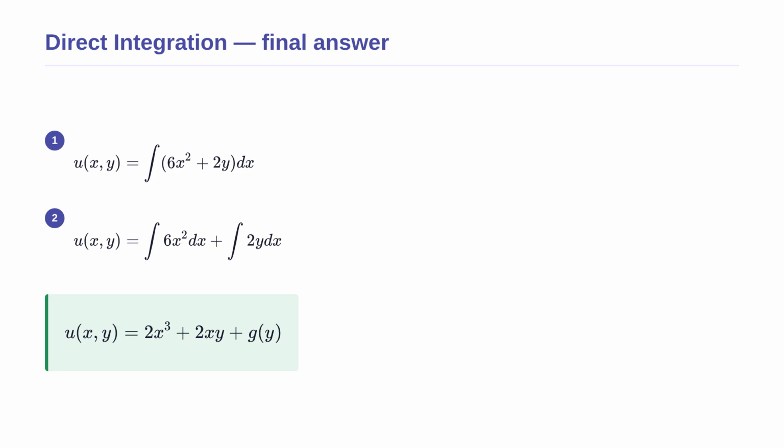Finally, instead of a normal constant c, we must add an arbitrary function of y, written as g of y. This is because any function depending purely on y would disappear when taking a partial derivative with respect to x.